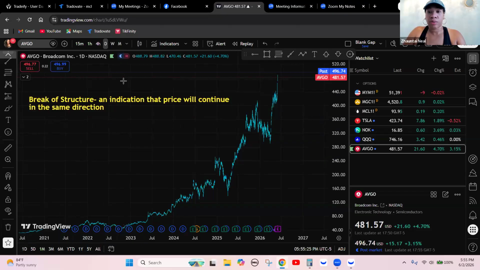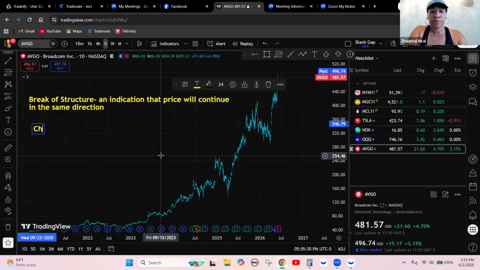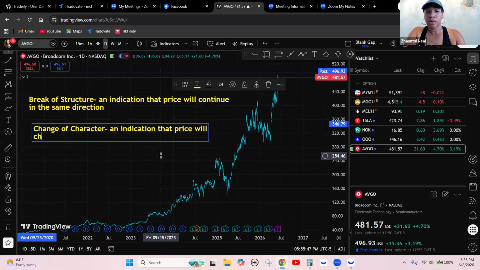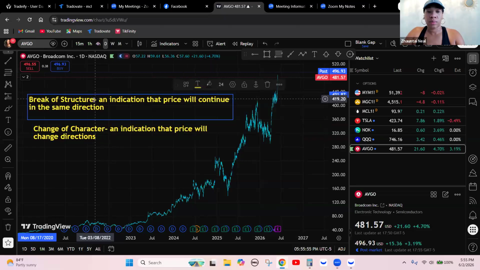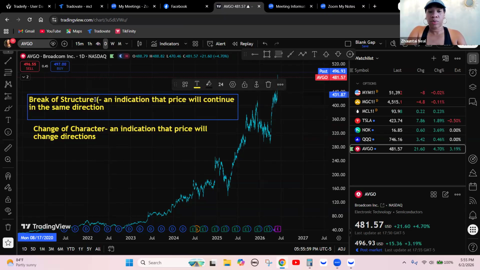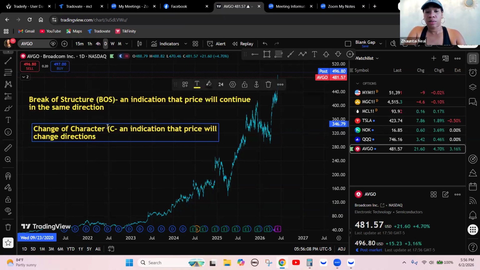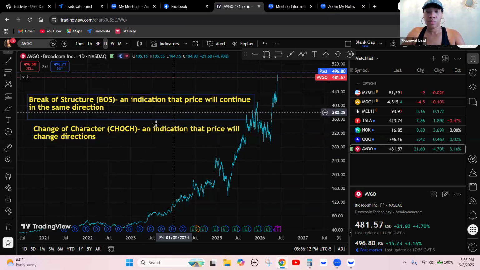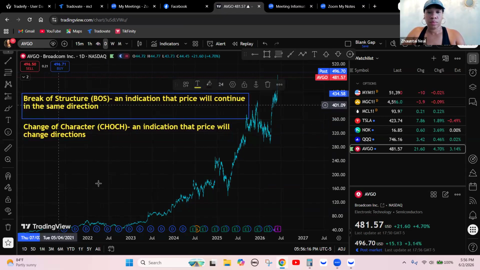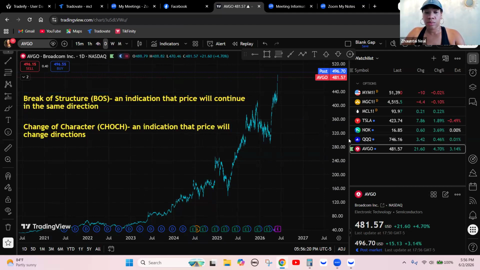The second term that we want to be aware of is change of character. And this is an indication that price will change directions. All right. And I generally will abbreviate break of structure with BOS and change of character I abbreviate as such. So I'll give you guys a second to jot those down before we go into an explanation.